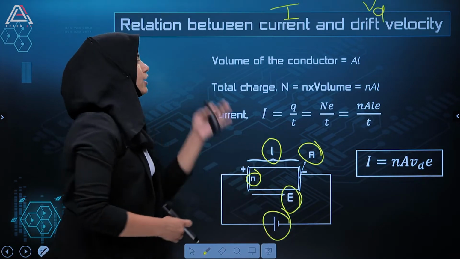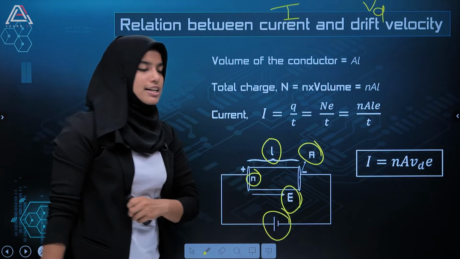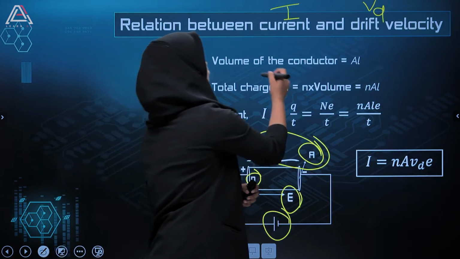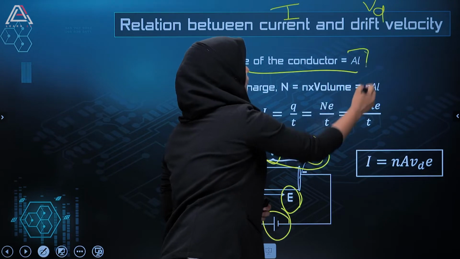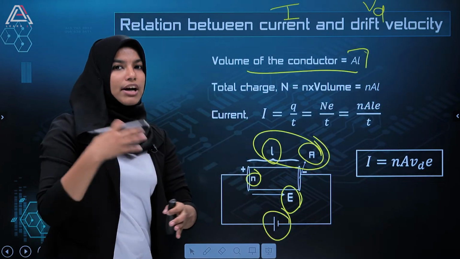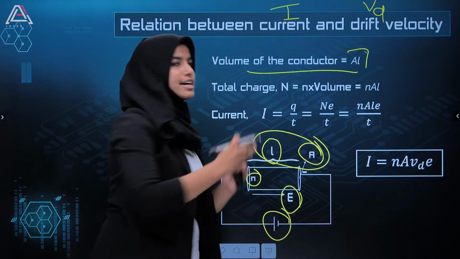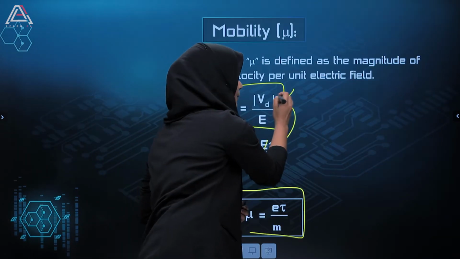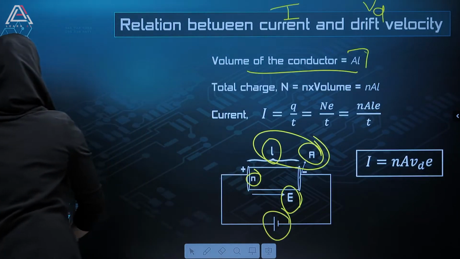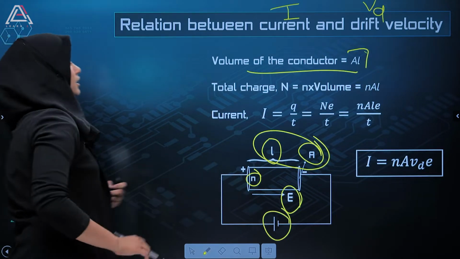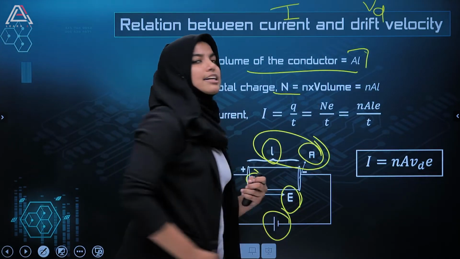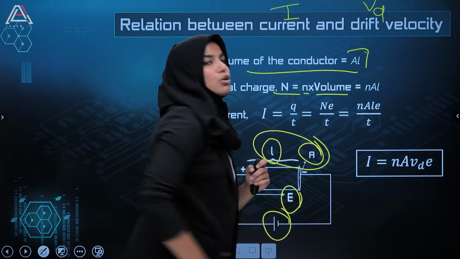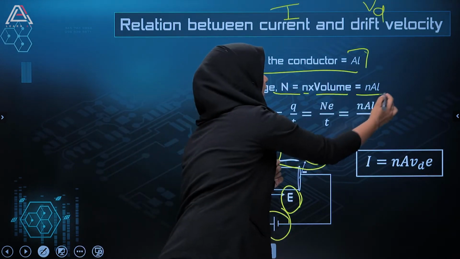So in order to find the volume of the conductor, I just have to multiply the area and the length. So volume is equal to A into L. Now if I am going to measure the total charge that is present in this conductor, which is represented as capital N, then N is equal to the small letter n into volume. So it's n into AL.